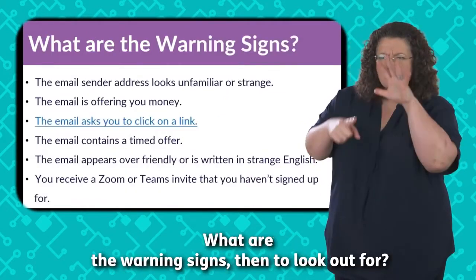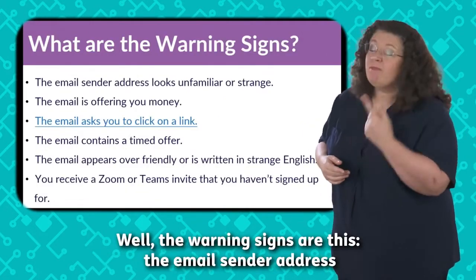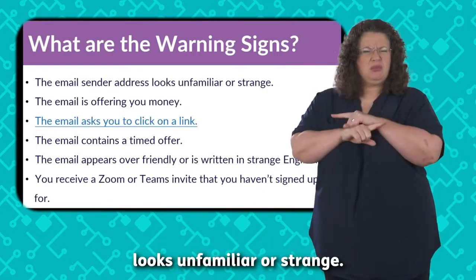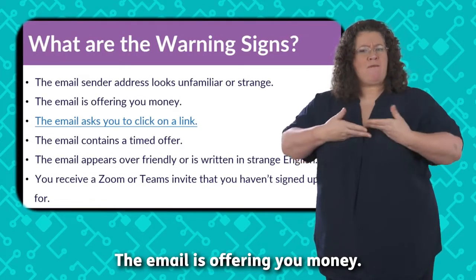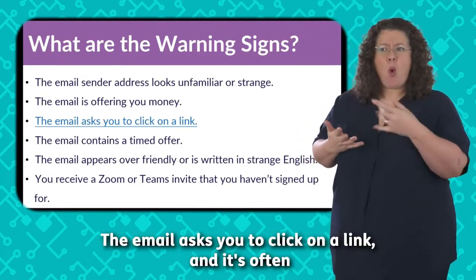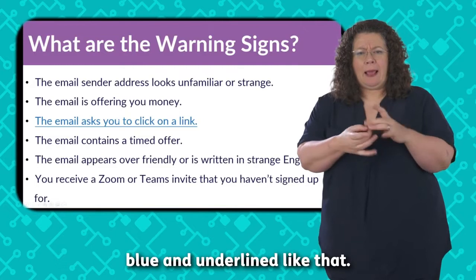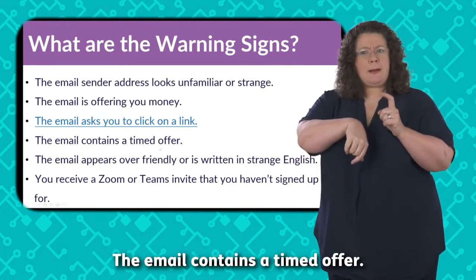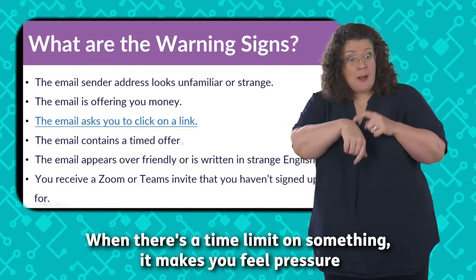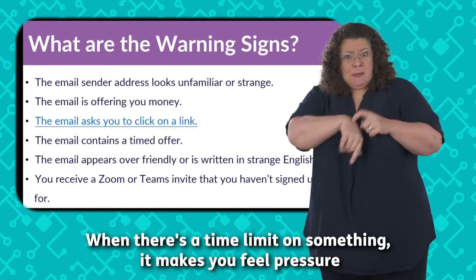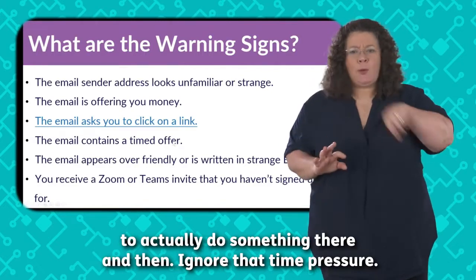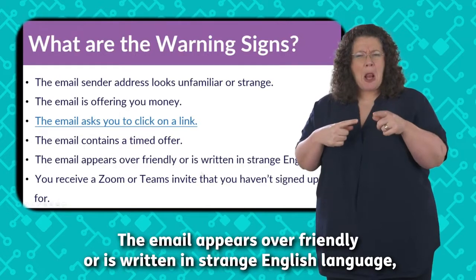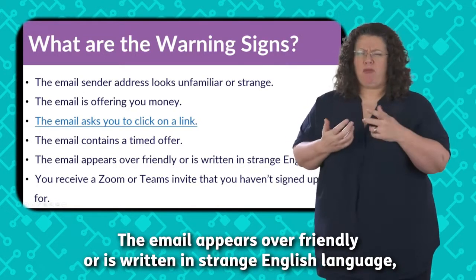What are the warning signs then to look out for? Well, the warning signs are this. The email sender address looks unfamiliar or strange. The email is offering you money. The email asks you to click on a link and it's often blue and underlined like that. The email contains a timed offer. When there's a time limit on something, it makes you feel pressure to actually do something there and then. Ignore that time pressure.